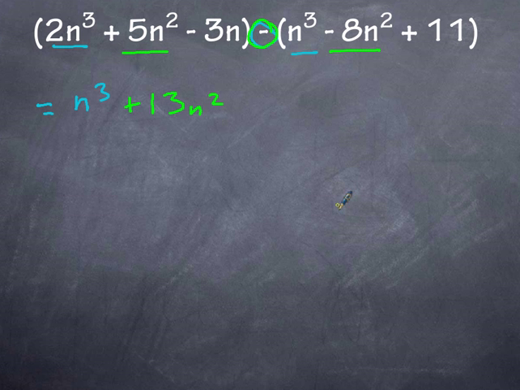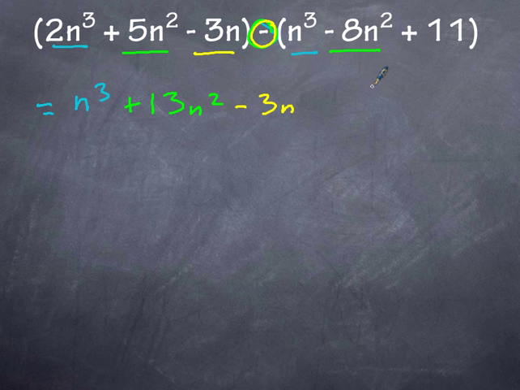And then we just keep going. In this case, negative 3n minus, and over here there are no other n's. So we've got basically negative 3n minus 0n. Well, negative 3n minus 0n would just be negative 3n.